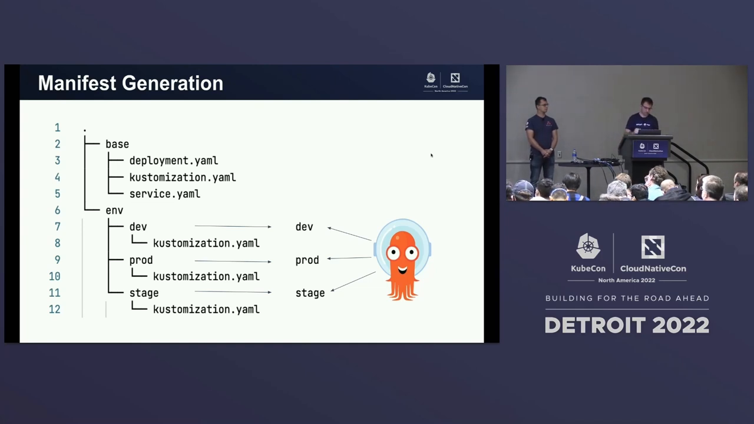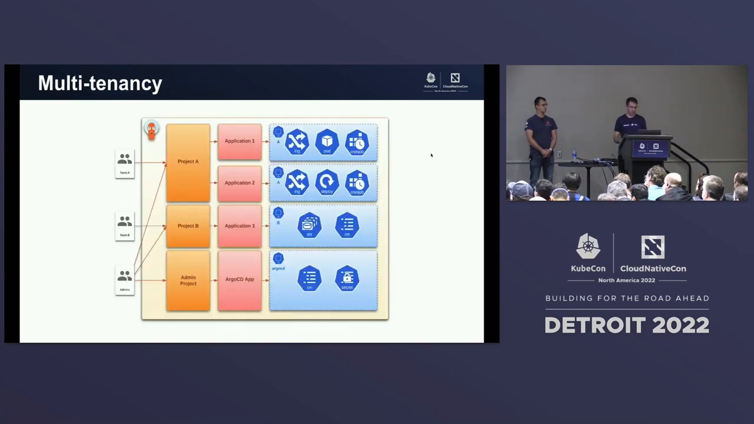Okay, let's say you're good with this, but now you want to protect your application, your team, to interfere with other teams, right? You want to provide some sort of a multi-tenancy. How can Argo CD help you with that?